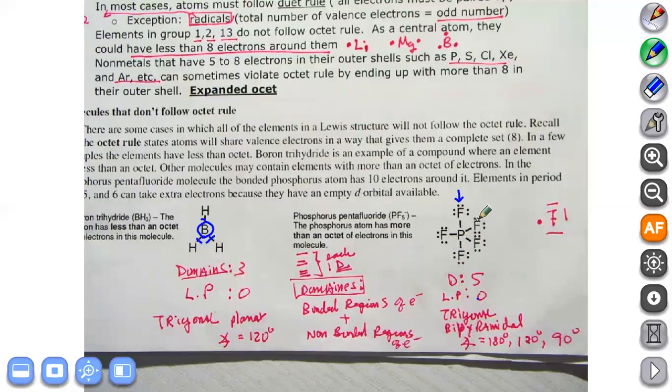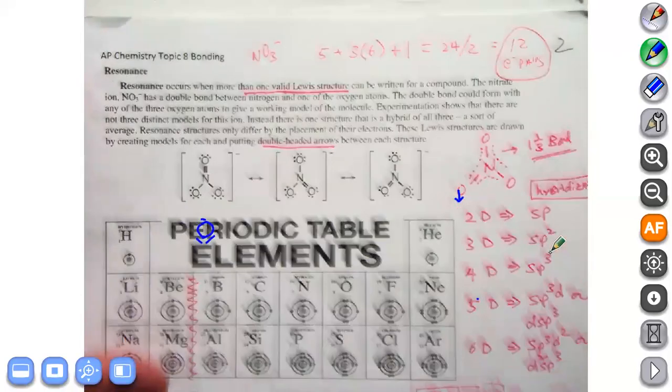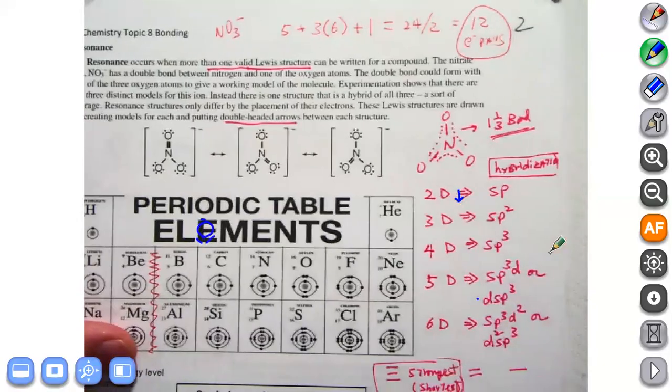When you have a fluorine like that, you can use the 2 dots to signify the lone pair, or you can just use a dash line like that, and they will be equivalent, and AP will accept that. Let's go to next page.